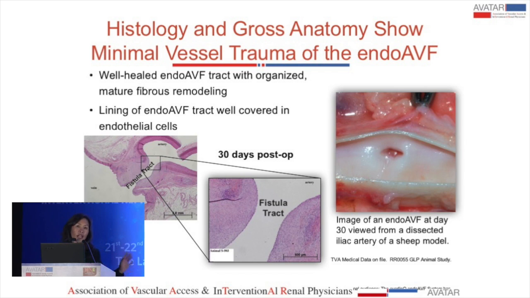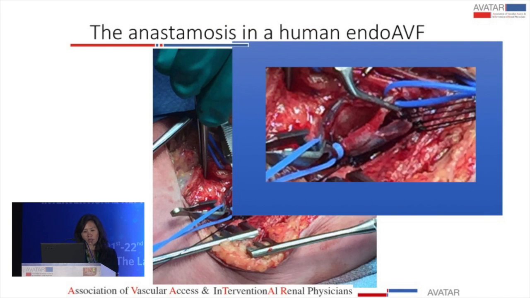So this is in an animal model. Does it actually apply to humans? If you remember from my talk earlier on, we did have to sacrifice one of the endofistulas due to adverse consequences. This is a picture that was taken during surgery. This is the endofistula, and you can see that it's a very, very clean channel that was created. So hopefully this will translate into less neointimal hyperplasia and stenosis down the line, which we did see clinically.